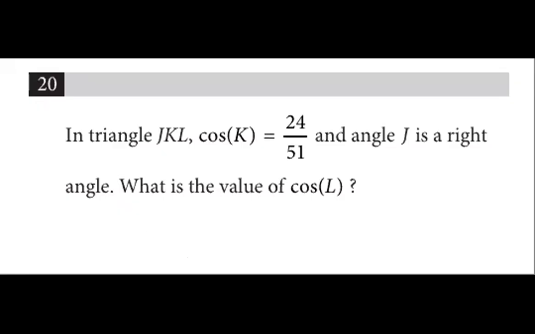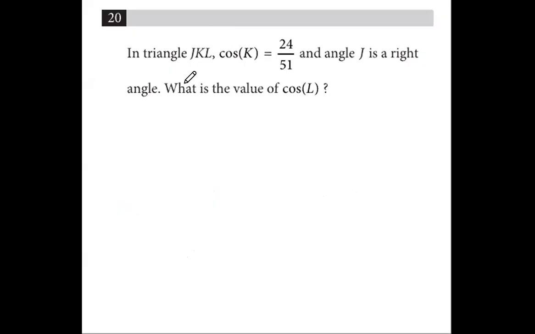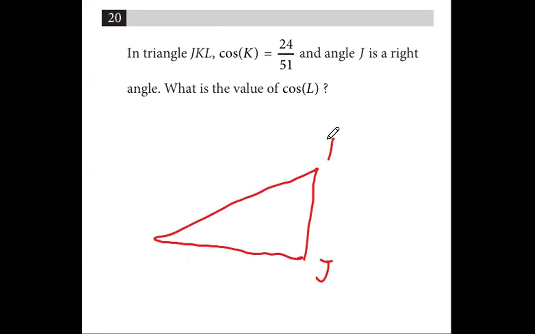Okay, so for question 20, we have a triangle JKL where we know that J is the right angle. So J, K, and L. We know that cosine of K is 24 over 51, so cosine is adjacent over hypotenuse. So this would be 24. This would be 51. What is the value of cosine of L?